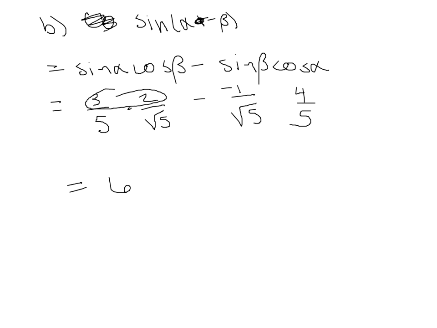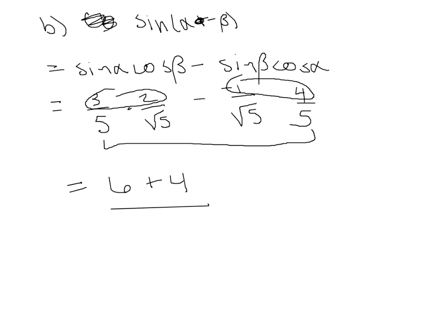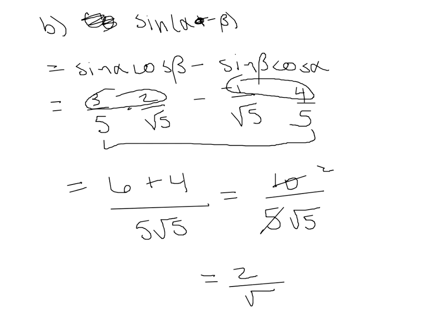So I multiply across the top, and multiply across the top, and that's going to become a plus. And then we have a common denominator, 5 square root of 5. 6 plus 4 is 10. 5 goes into 10 2 times, so I end up with a final answer of 2 square root of 5.